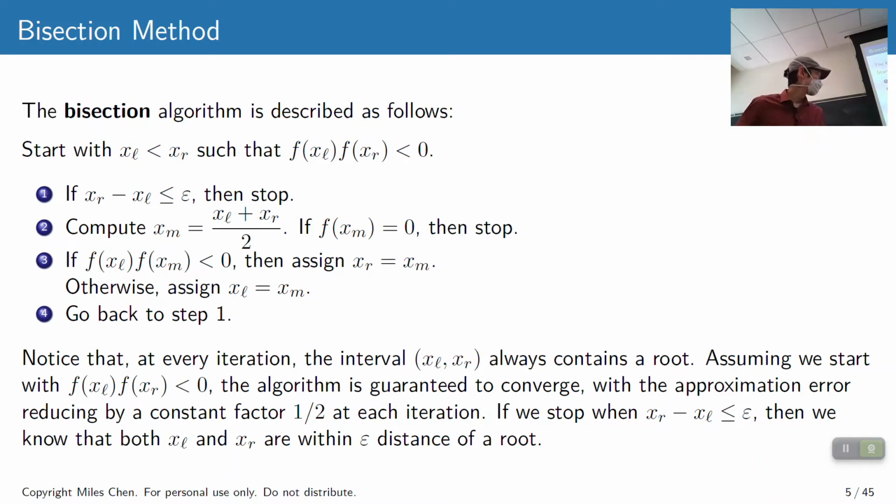Okay. So at every iteration, left and right always contain a root. Assuming we start here, the algorithm is guaranteed to converge, where the approximation error is reduced by a constant factor of 1/2 at every iteration.